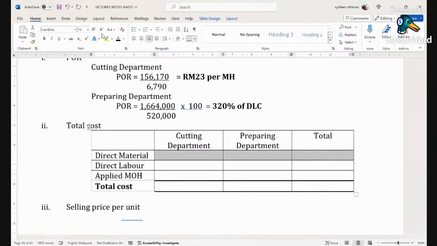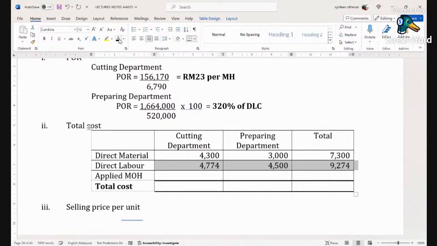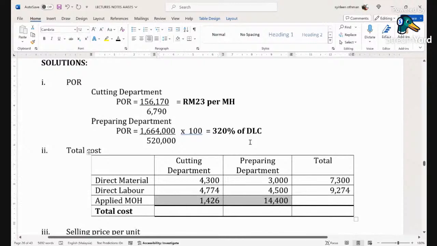So direct material kita dapat total dia ialah 7,300. Okay. Direct labor pun ambil saja salin dari soalan 4,724 and 4,500, so kita dapat 9,274. And then you apply MOH, kena kira lah. Okay, cutting department we are using the machine hours, so RM23 darab dengan machine hours. And then preparing department kita akan darab 320% darab dengan the direct labor cost. Okay.